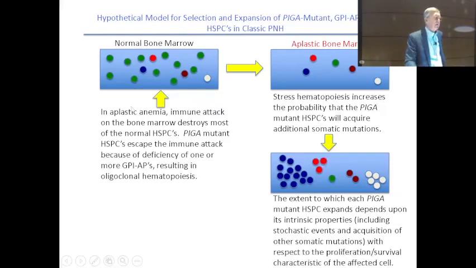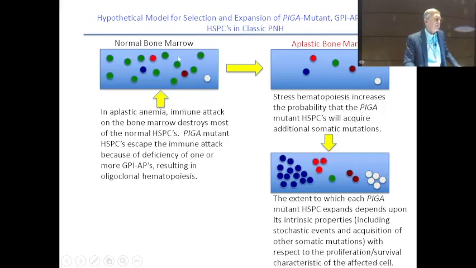In patients with aplastic anemia, as Dr. Tantravahi explained, there's an immune attack on the bone marrow. Now, the PIG-A mutant hematopoietic stem cells escape that immune attack because of deficiency of one or more GPI-anchored proteins. And this results in so-called oligoclonal hematopoiesis.